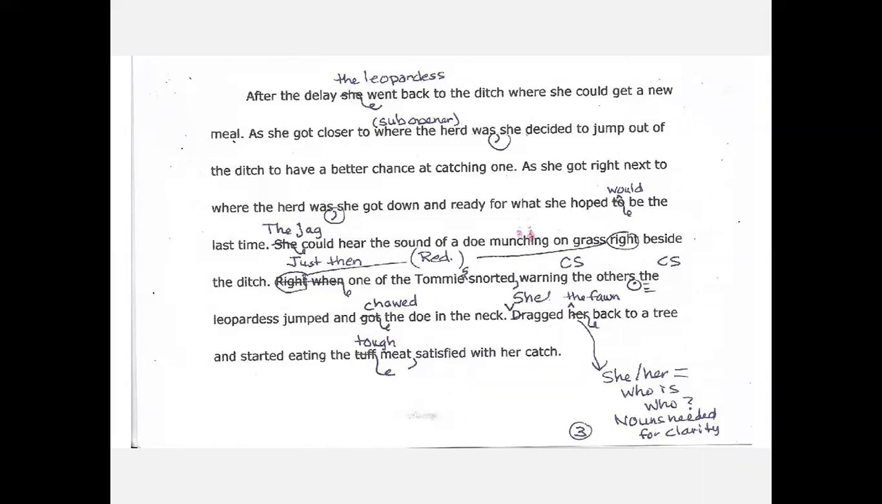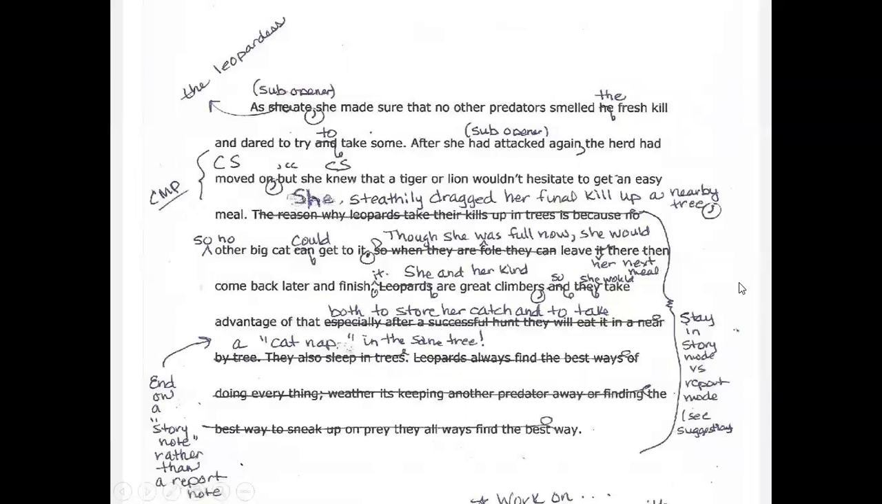Tough need. There we have this problem down here again. She, her, who is who? Nouns are needed for clarity. Right, we have a lot going on here. And one of the things that she did is that she moved into research writing mode. So I'm in the last paragraph.